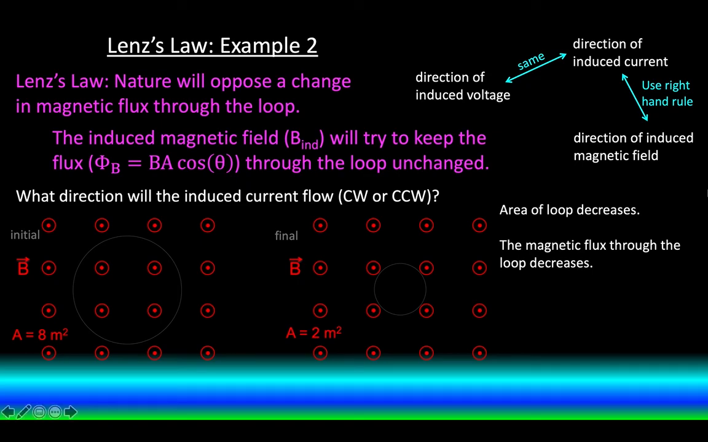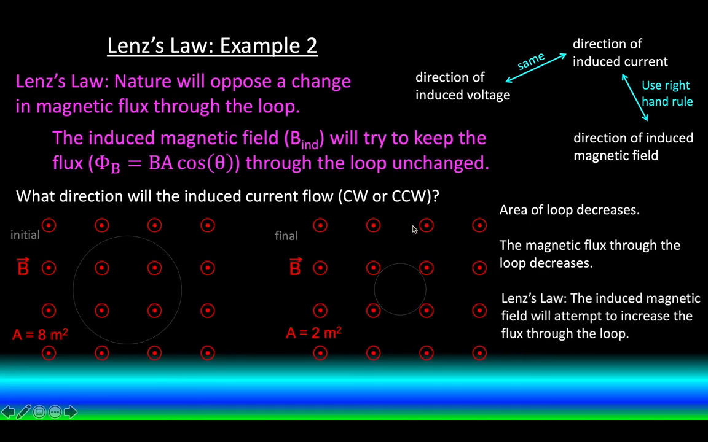Well, nature is going to oppose this. So the flux got small. The induced magnetic field will try to keep the magnetic flux through my wire big. So Lenz's law says that the induced magnetic field will attempt to increase the flux through my loop to keep it what it was previously. So the induced magnetic field is going to point outwards towards you.